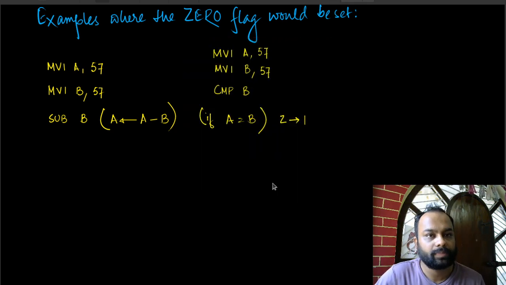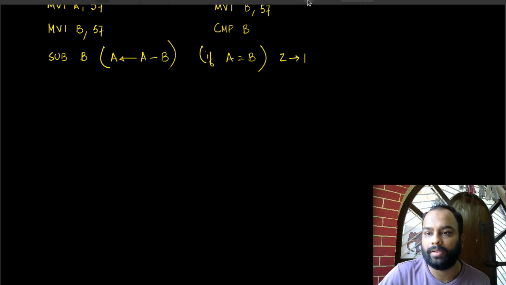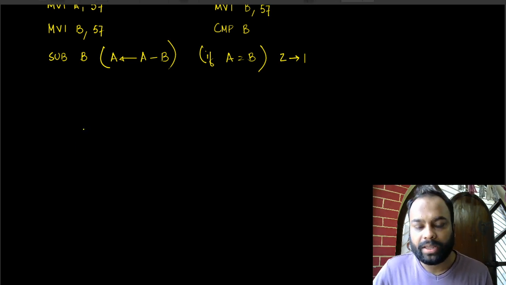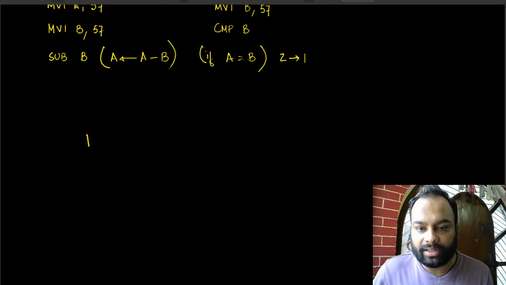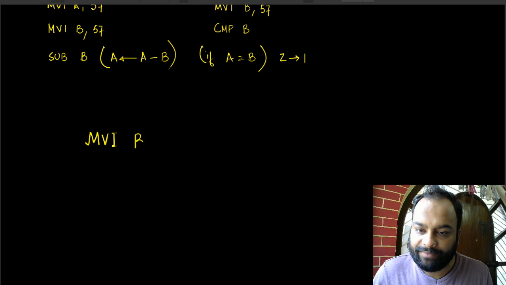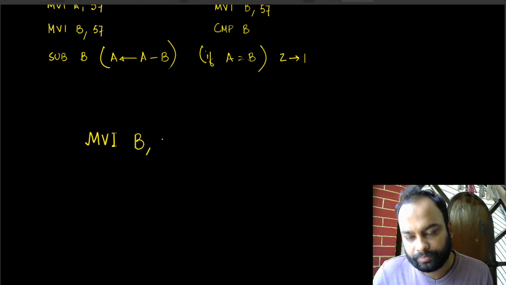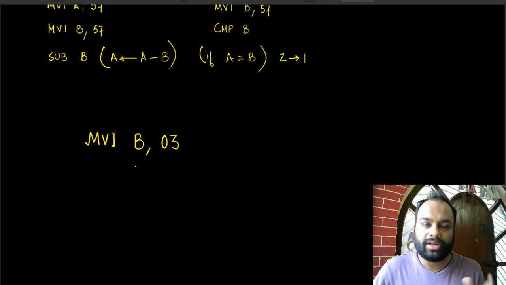All right, let's see another example where the zero flag would be set, and this is quite a prominent example, very often used. Say we would set a register. So how do I set a register? Using MVI, of course, or by some other means. Say MVI B, comma 03. So what is the value of this register B?